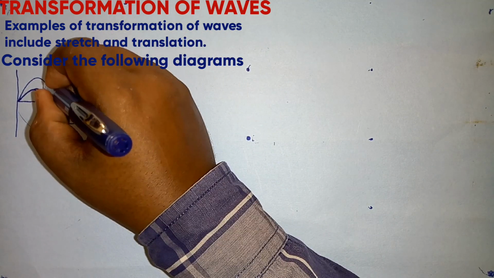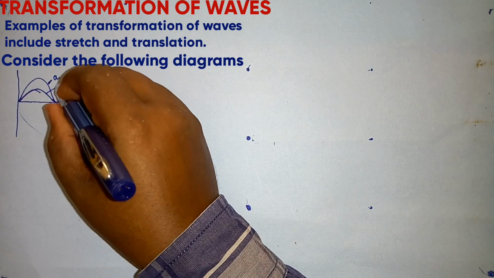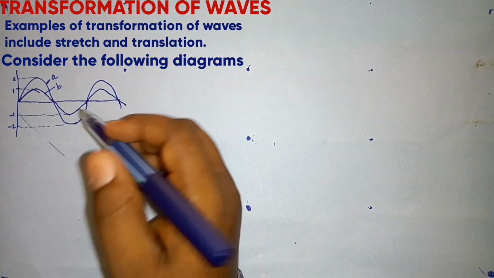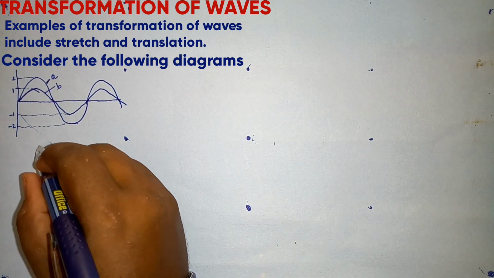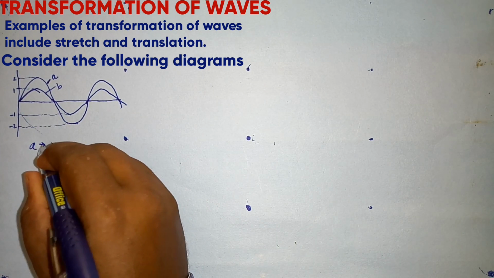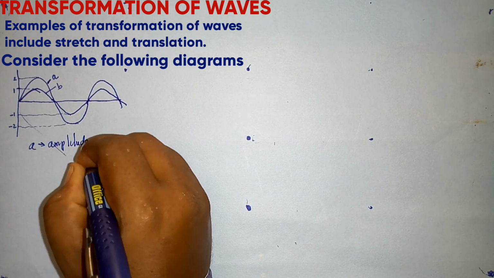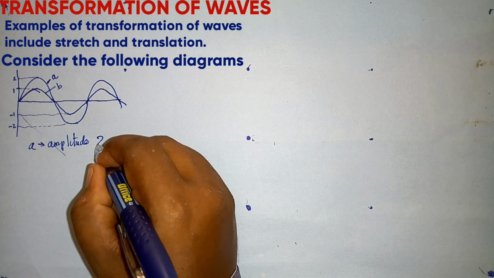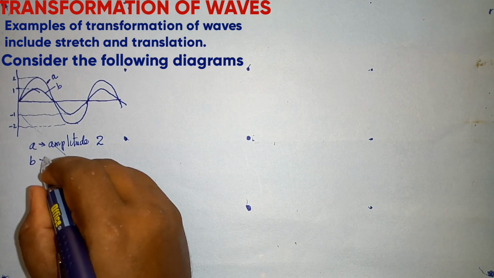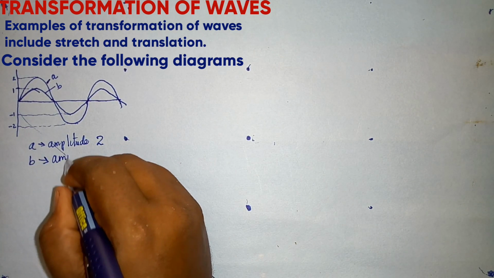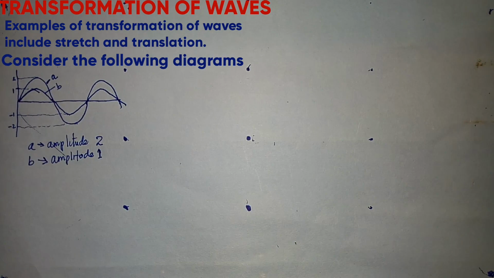We can call this one wave A and this one wave B. Now, these two waves, they have a relationship. If we look at wave A, it has an amplitude of 2, while wave B has an amplitude of 1.